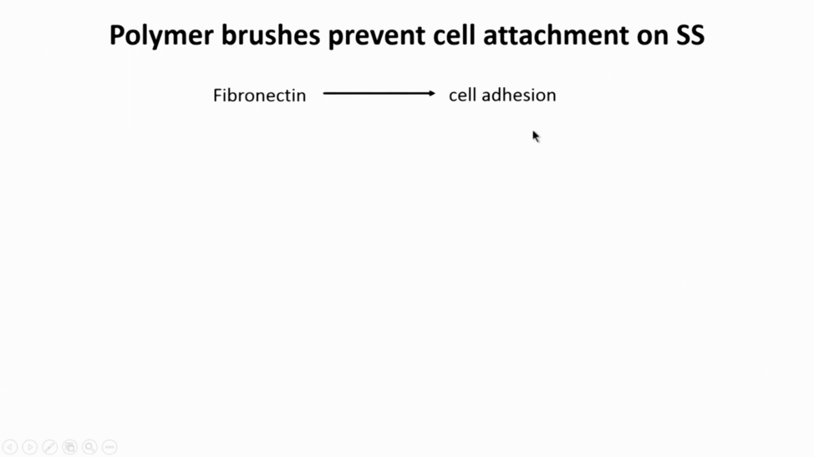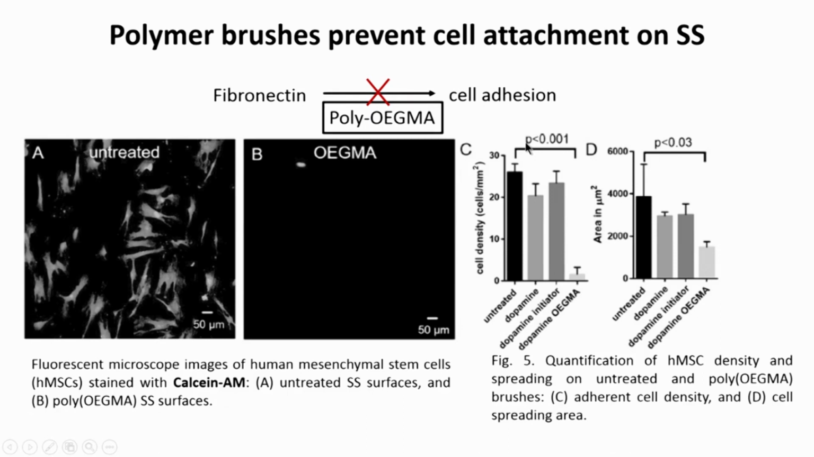So, essentially fibronectin causes cell adhesion. So, if there is polyoigma, there is no fibronectin and there is no cell adhesion that is going to happen, and that is what they see here. These are untreated surfaces, there are cells, in this case they have used human mesenchymal stem cells, and what they find is on untreated surfaces these mesenchymal stem cells are growing very well, they are spreading. But as polyoigma is put in, there is a vast reduction in the amount of cell density that is present on the surface. There is hardly any cell that you can see, and even the little bit of cells that are there, the area is also very low. So, the cell is not spreading, it is not really liking the surface.